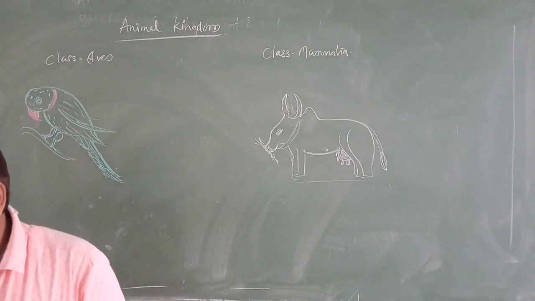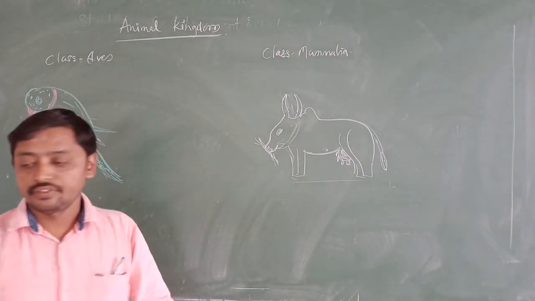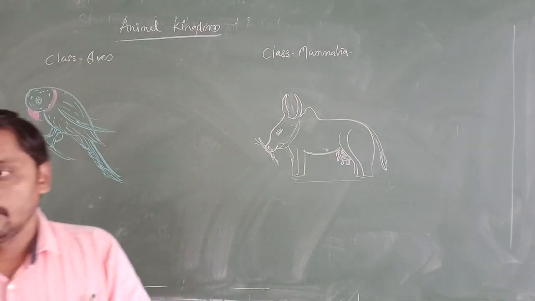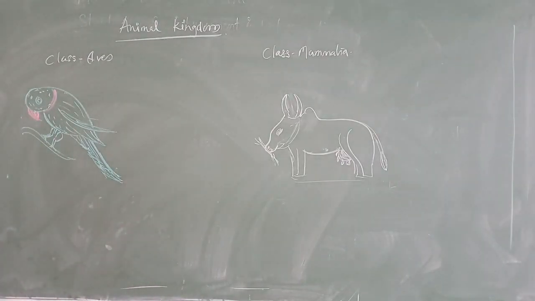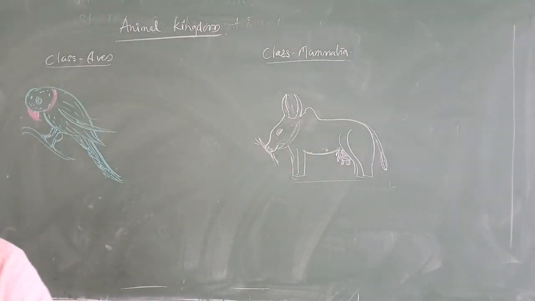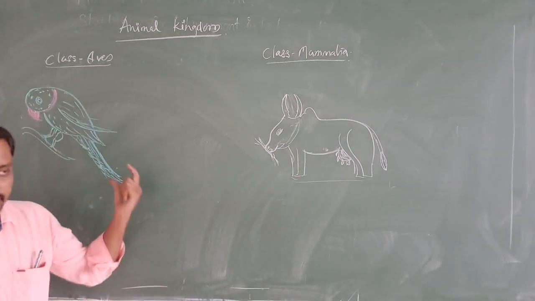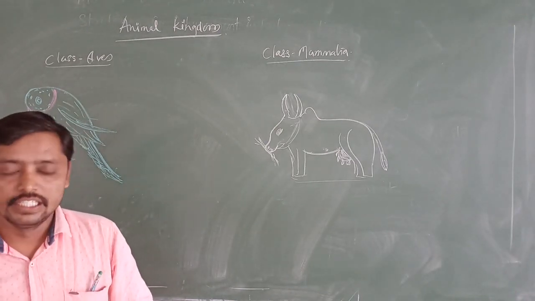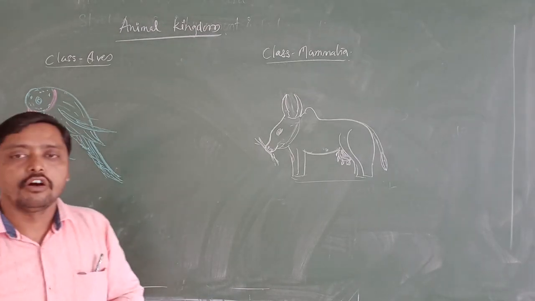So in the previous class under the chapter Animal Kingdom, we had discussed the general characters of class Reptilia and class Amphibia. We have discussed amphibian characters as well as reptilian characters in the previous class. Now today we are going to discuss the general characters of class Aves and class Mammalia. These two are very easy. You have to remember the characters easily, because you are familiar with most of the examples.